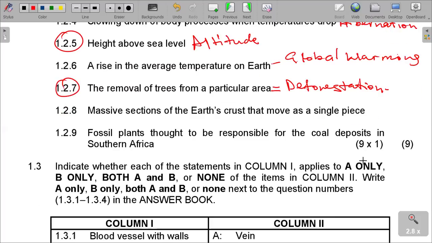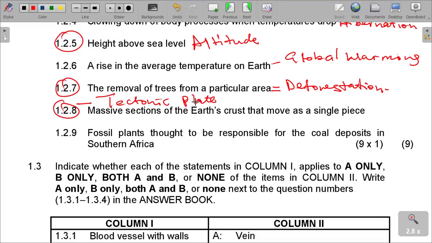Number 8, the massive sections of the Earth's crust that move as a single piece. We call that what? Tectonic plates. Tectonic plates. That's the correct answer.